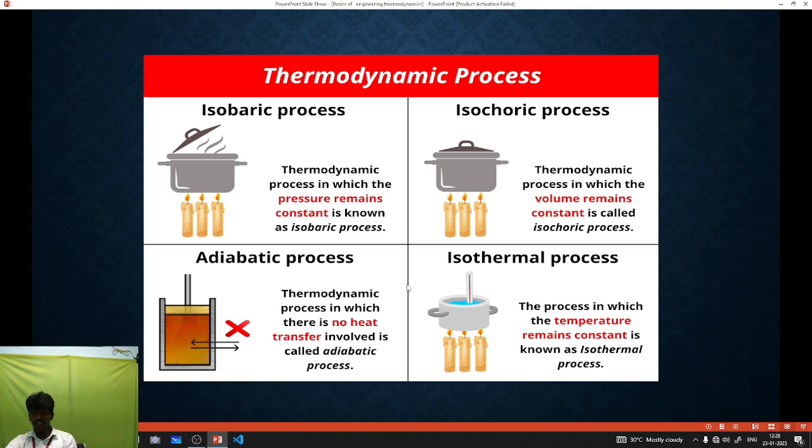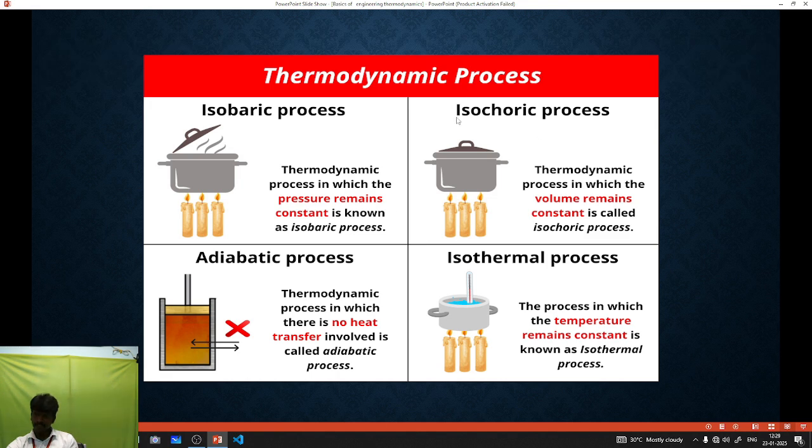First one, isobaric process. The vessel is opened by the lid. The vessel is heated by a heat source. The lid is open. After some time, the vapor will move to the surroundings, but the pressure is constant. If the vessel is closed, the pressure will increase. But in isobaric process, the lid is open, so the pressure remains constant.